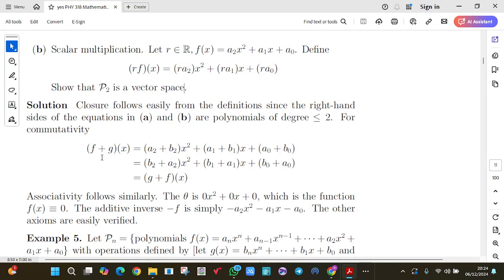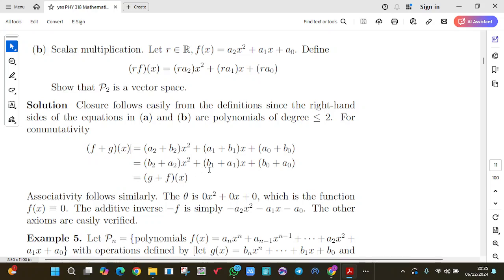So in terms of commutative, f plus g, f of x, is it going to give you g plus f? The same thing, right? I think it's a straightforward thing. Yes. Because when you say a plus b, it's just the same as b plus a. 1 plus 2 is the same as 2 plus 1. So this law is called the commutative law. So f plus g is equal to g plus f.